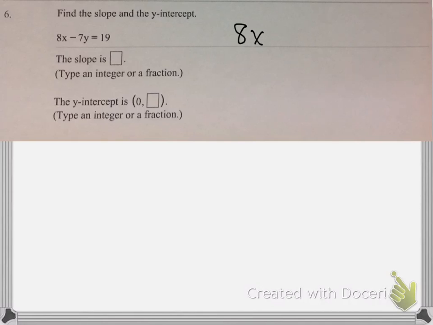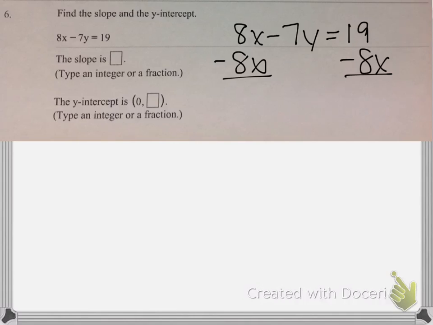So 8x, I'm just going to come over here and rewrite my function. And I've got to move my x term. So negative 8x over to 19. I'm moving the whole term, not just the 8. And I like my x term to come first, so I'm just going to put negative 8x plus 19. And then I'm going to divide everything by negative 7.